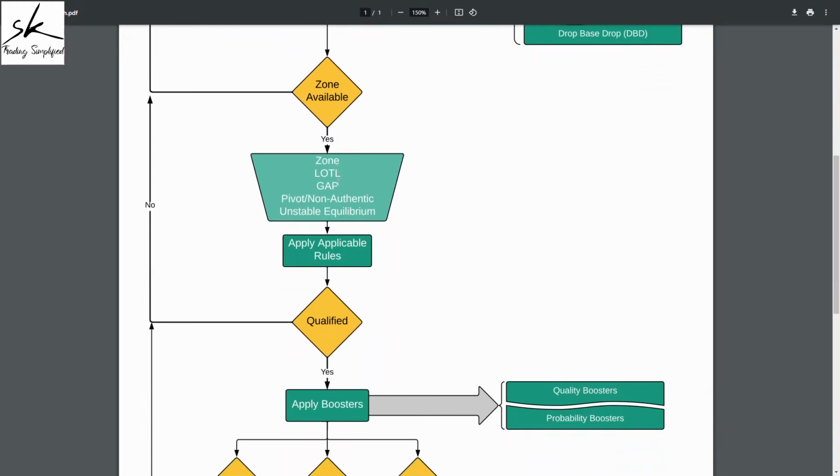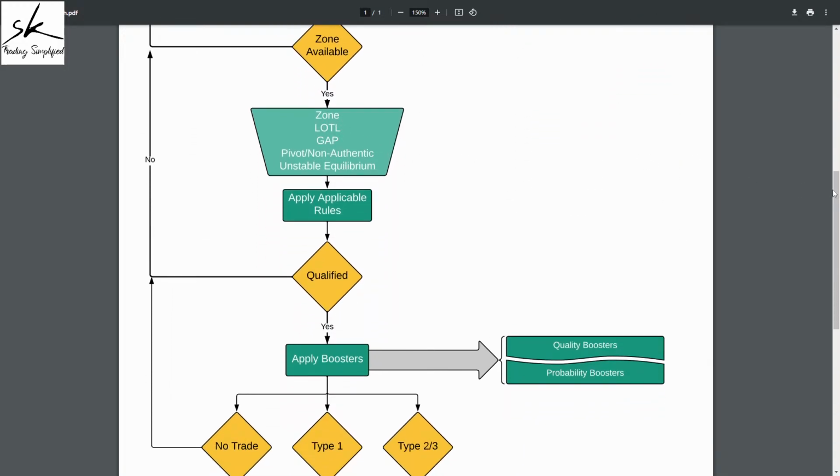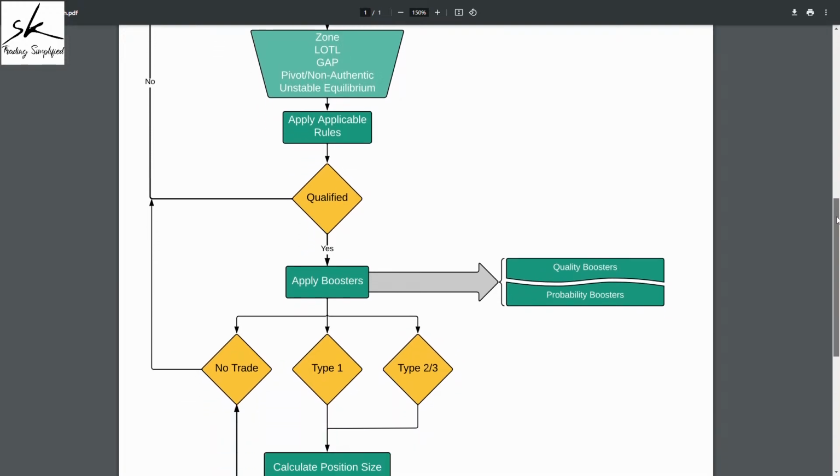Now, once the zone has been identified, the next step is to qualify it. You cannot trade any zone blindly. And for qualification, we have a 2-step process. In step 1, we'll qualify it based on certain conditions. And in step 2, we'll qualify it based on the booster scoring.